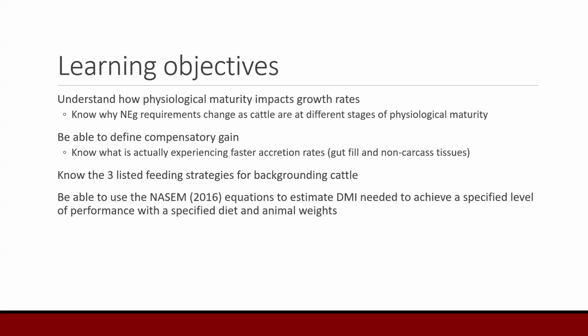And I want you to be able to use the NASEM equations to estimate how much dry matter intake is required to achieve a specified level of performance with a specified diet and class of animals. So these equations are needed if we're going to do a program feeding enterprise, where we want an animal to gain 2 pounds per head per day. We need to know how much feed we need to offer them to achieve that desired level of performance. So to do that, we have to do some calculations. Does that make sense?